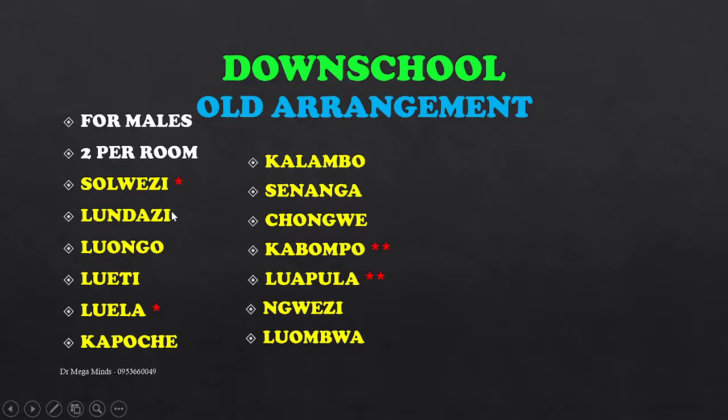When I was at main campus, I didn't like it so much. Luongo, this one is just populated, same as Lueti. And then Kapoche is quite a good hostel. Kalambo, good. And all these are not.